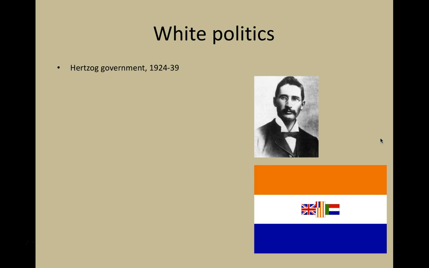So, J.B.M. Hertzog, pictured here in the slide, won election in 1924 with his National Party. And Hertzog, coming from the Orange Free State, representing agricultural Afrikaners, began to enact policies that were much more friendly to the Afrikaners than Smuts ever had.